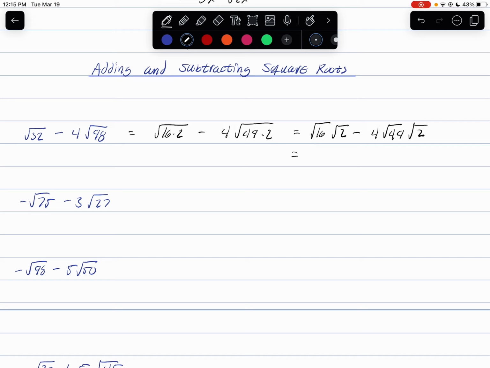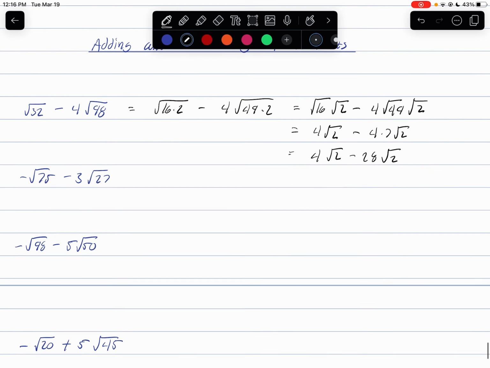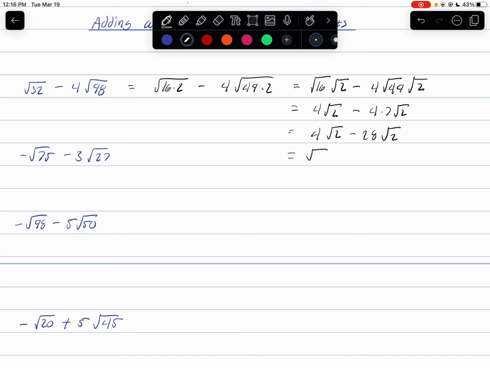So now we have the square root of 16. That's 4 times the square root of 2 minus 4 times 7 times the square root of 2. The square root of 49 is 7. So we have 4 times the square root of 2 minus 7 times 4, which is 28, times the square root of 2. And now we can factor out a square root of 2. So we do 4 minus 28 times the square root of 2. And 4 minus 28 is going to give us negative 24 times the square root of 2.